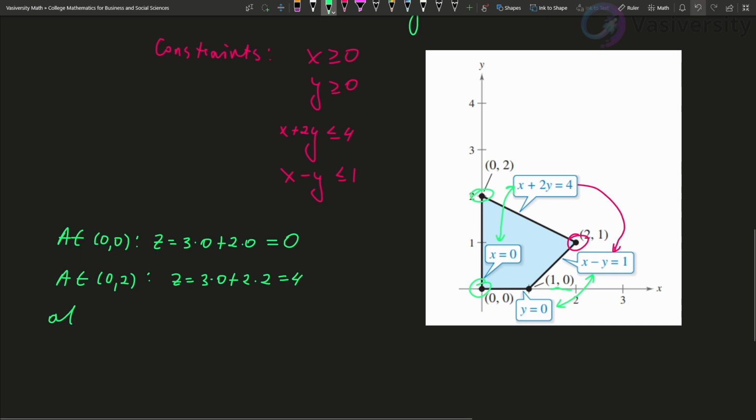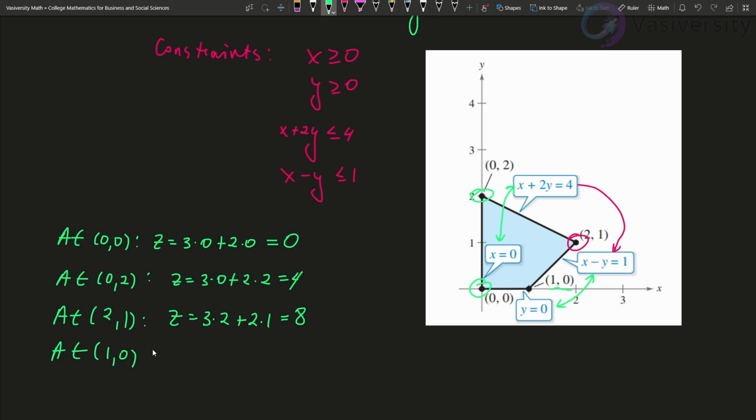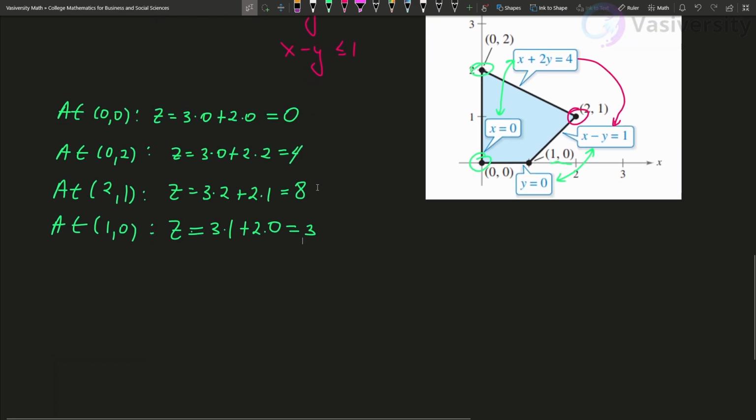How about at the next point? So at point (2, 1), what are we going to have? We're going to have z equal to 3 times 2 plus 2 times 1, which is equal to 8. And then at the last point, which is at point (1, 0), we're going to have z equal to 3 times 1 plus 2 times 0, which is equal to 3.